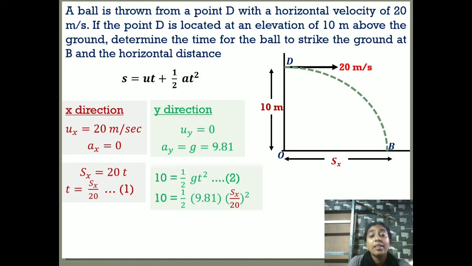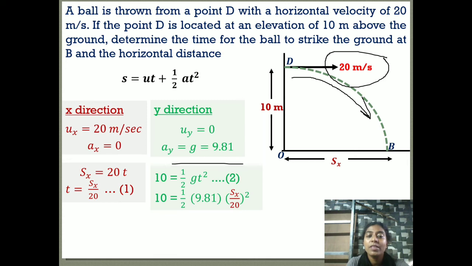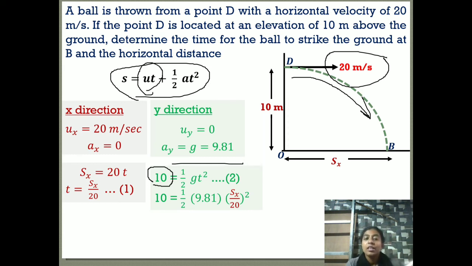Now we will take the y direction. Uy is equal to 0 because it is thrown with a horizontal velocity, not an inclined velocity. So the horizontal component is 20 meter per second, and the vertical component is 0. Acceleration due to gravity is plus 9.81 because the direction of motion is downwards. Now we will substitute in the equation S is equal to ut plus half at square. The vertical distance is 10 meter. So 10 is equal to half gt square, since u is 0 and that term becomes 0. Substitute the value of t from equation 1 in equation 2.